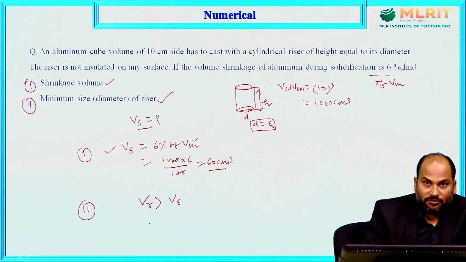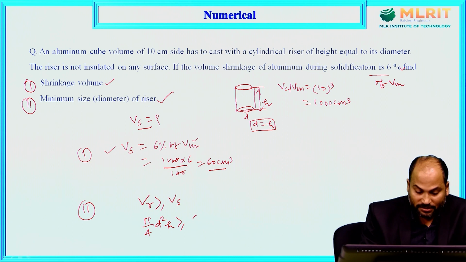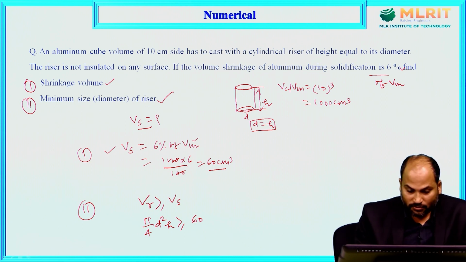So if we are writing this one, we can write pi upon 4 into d square into h, the volume of the riser, because this is of cylindrical shape. This should be greater than or equal to the volume of shrinkage, which is 60. So we can do it here, we have a space.